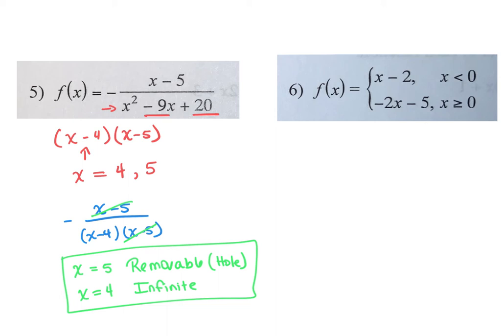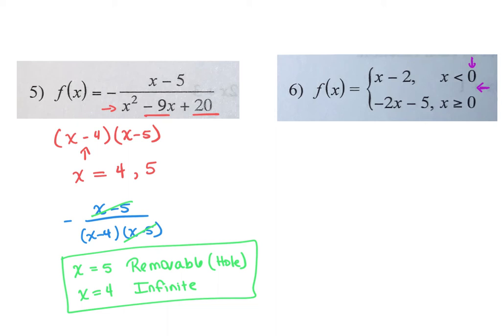The other type you may come across is a piecewise function. For a piecewise function, you're just checking where it changes here. Okay, you want to check there. Because x minus 2 is a line, that's an infinite function. So that's continuous. -2x minus 5 is also a line, that's continuous.